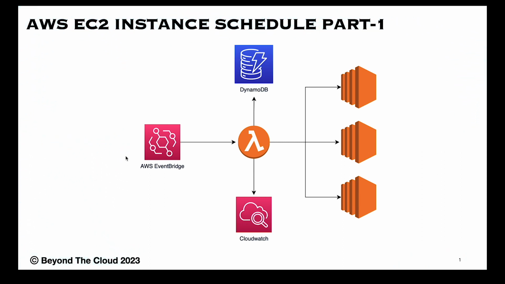So the architecture is that we will keep the EventBridge scheduler at 1 minute. EventBridge will trigger Lambda. Lambda will check the time in the DynamoDB table, whether it has to start or stop those instances, and it will search for the tag on those instances. If it finds an EC2 instance with that tag, it will start or stop the instance according to the time, and it will eventually log everything into CloudWatch.